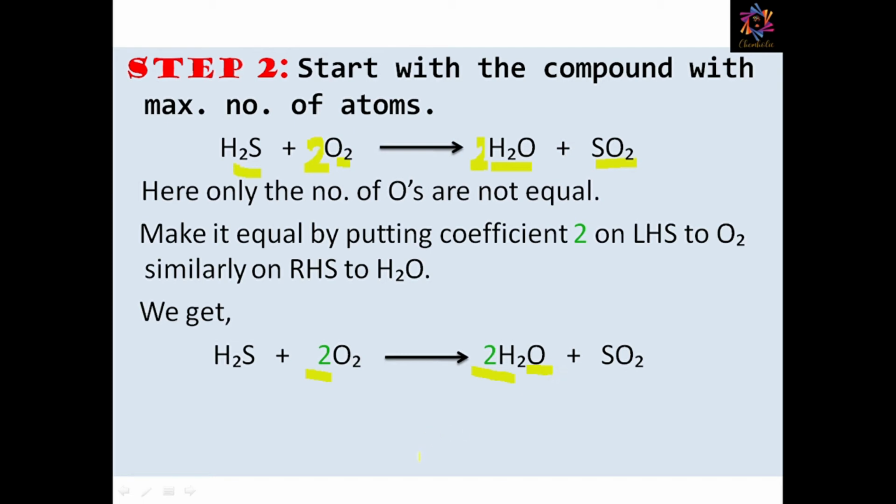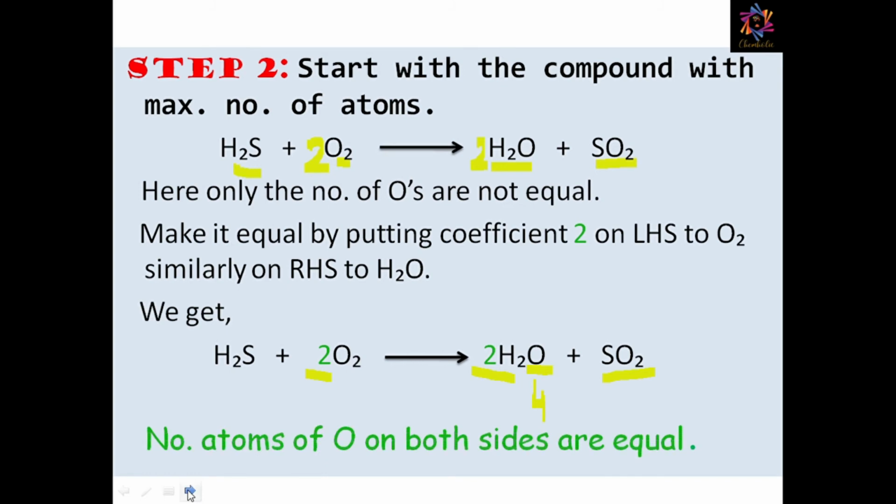So 4 oxygen atoms are there on the LHS side, and this 2 plus 2, this 2 and this 2 into this O, it becomes 4. So it becomes 4 here. So we see that the number of atoms of oxygen on both sides have now become equal. Here also I can write 4. So both of the oxygens are now equal on both sides.